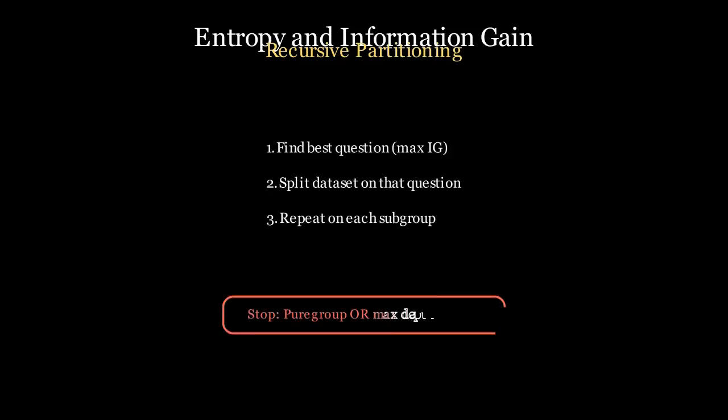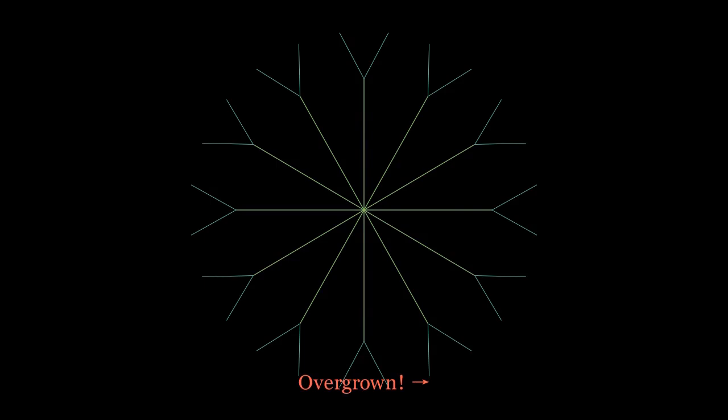Then it repeats this process recursively on each resulting subgroup. This continues until each group is pure, or a stopping rule is hit, like a maximum depth. The result is a tree that greedily reduces uncertainty at every level.